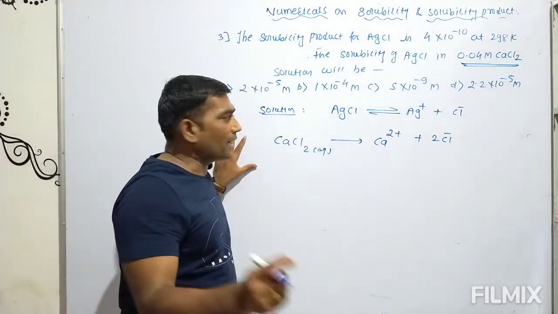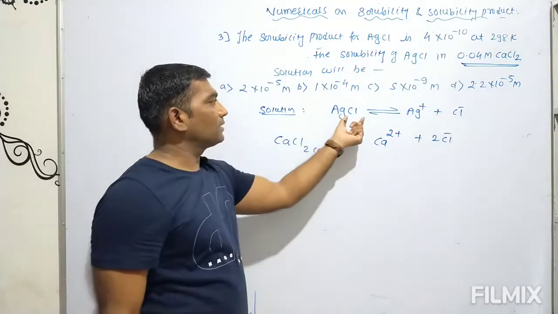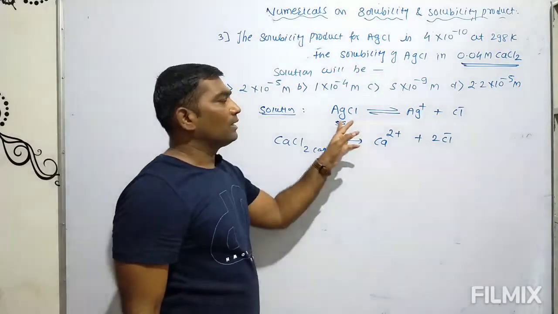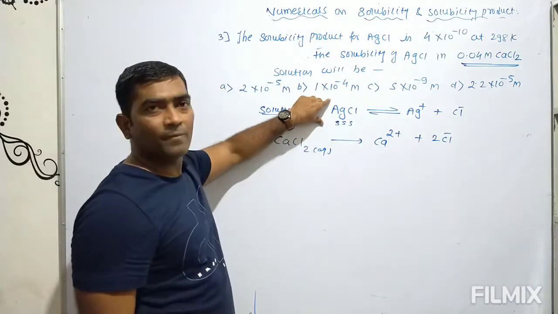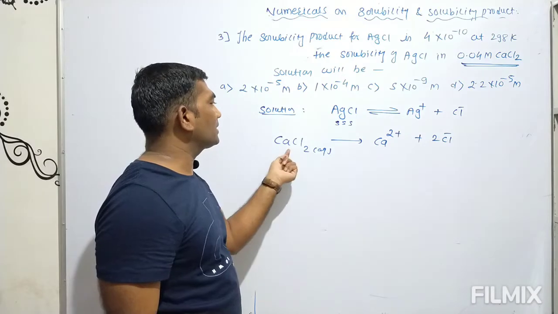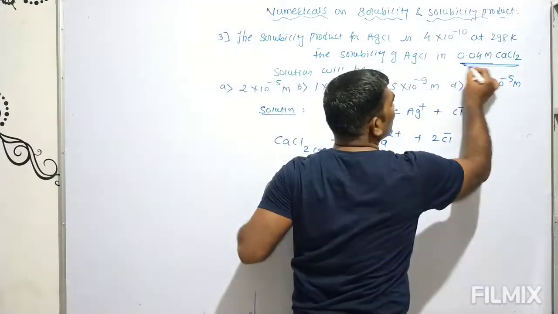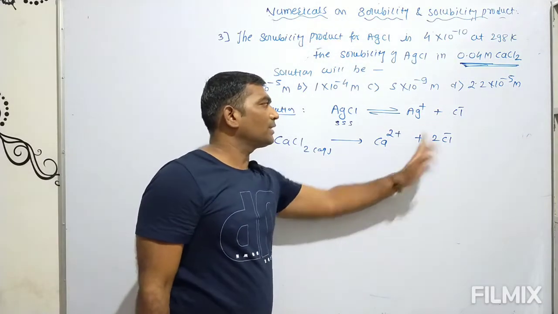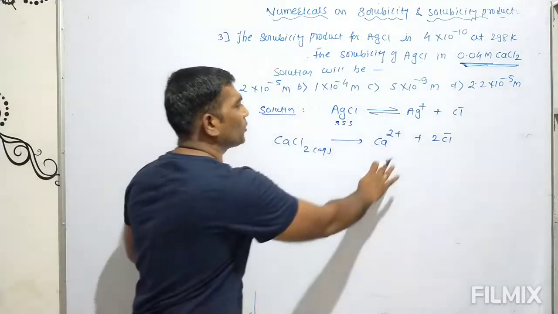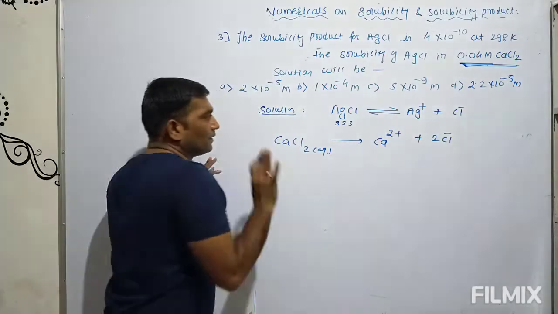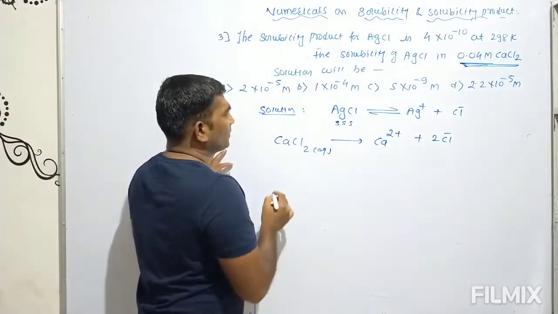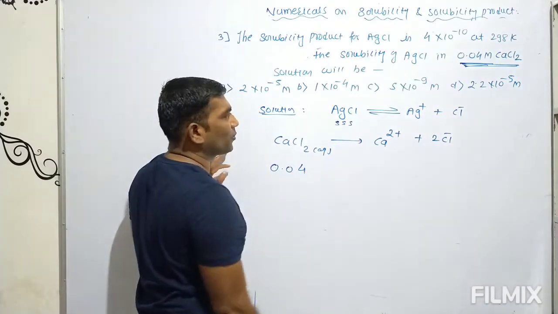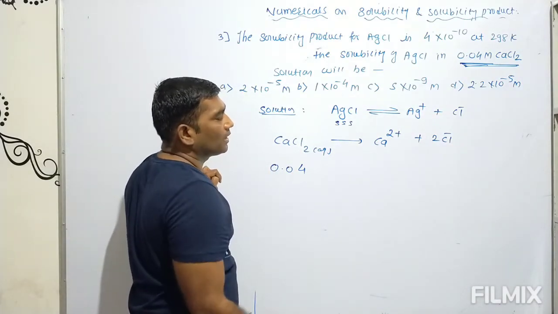Are you getting what I am going to say? Here this is a sparingly soluble salt having low solubility. Here this one is aqueous CaCl2, 0.04 molar. As it is aqueous, it dissociates to give Ca2 positive and 2 times Cl negative. Here, suppose the solubility is 0.04. Now again listen here.